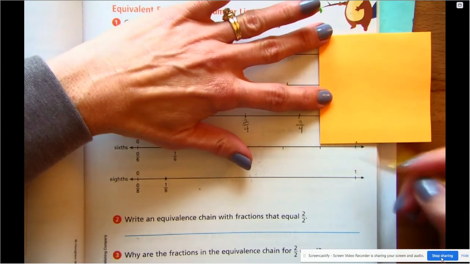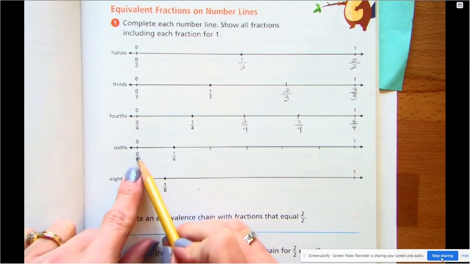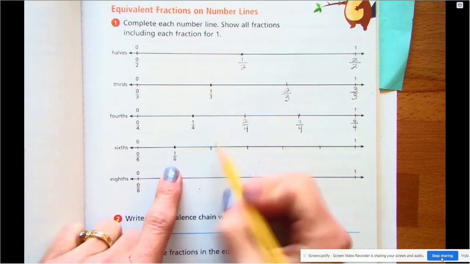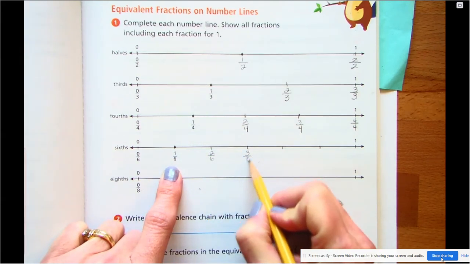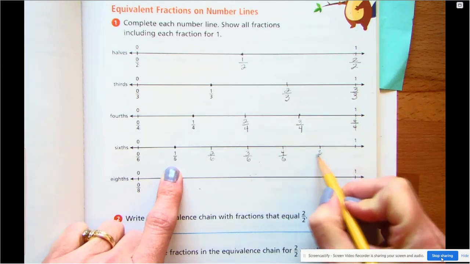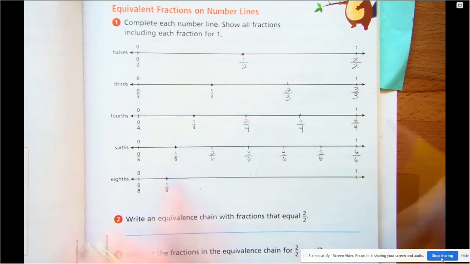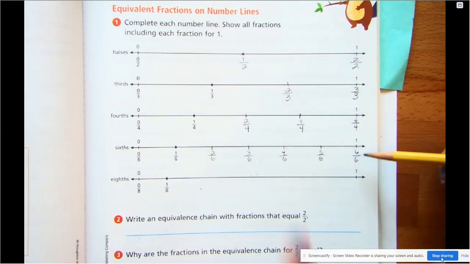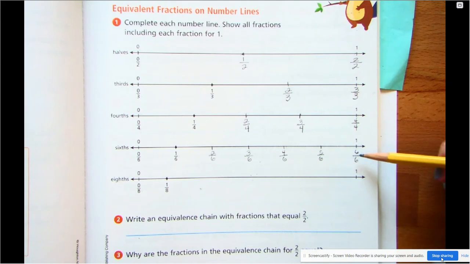But when I do it again, look, I'm already at the end. They've already got that one marked for me. So 0/6, 1/6, 2/6, 3/6, 4/6, 5/6, and 6/6. Okay, remember your one whole piece, the numerator and the denominator should be the same number. So if you've got too many hops in there, you're going to have to go back and adjust that.